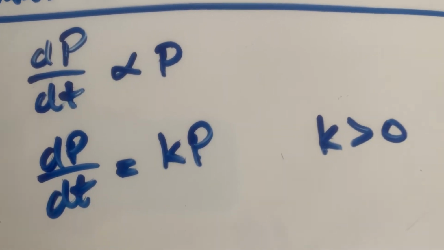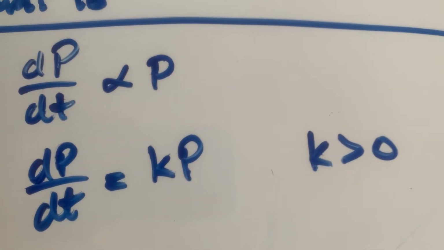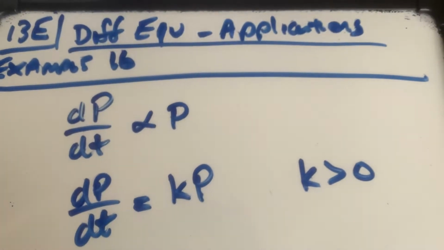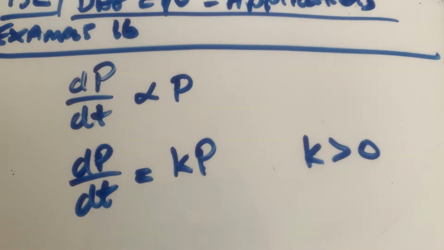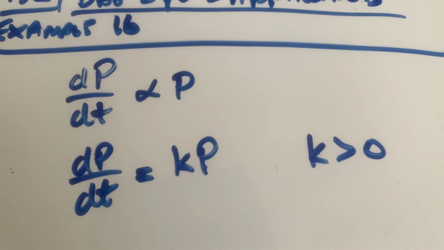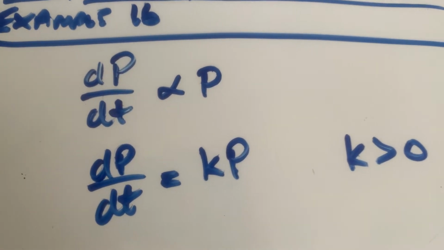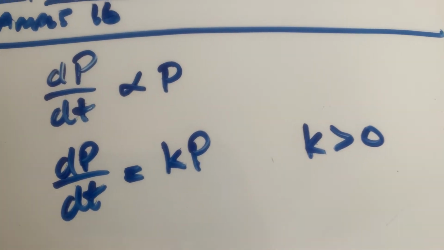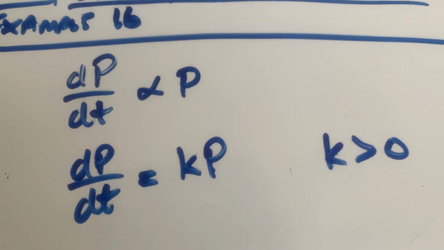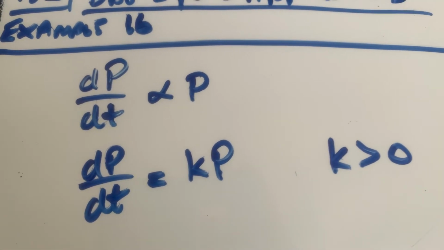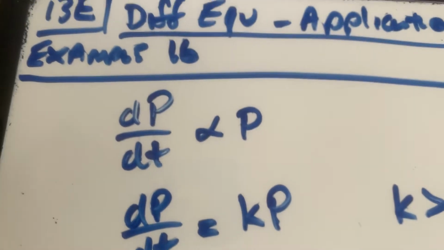If you get an application that's talking about a decreasing population, or something decreasing, you'll put a negative K. But this is increasing, so K is positive because we've got a positive rate of change. This is really important in your setup. If it's increasing, it's a positive K. If it's decreasing, it's a negative K.